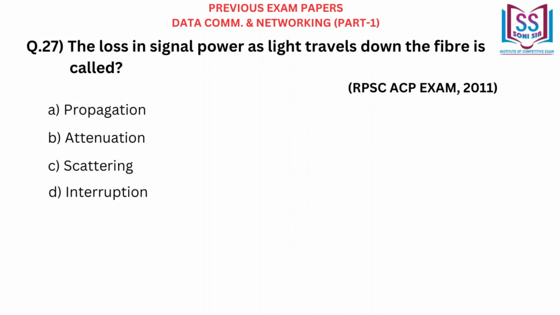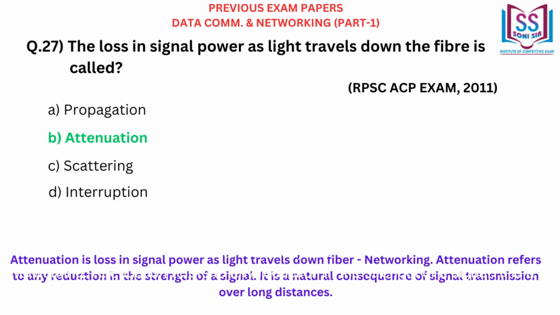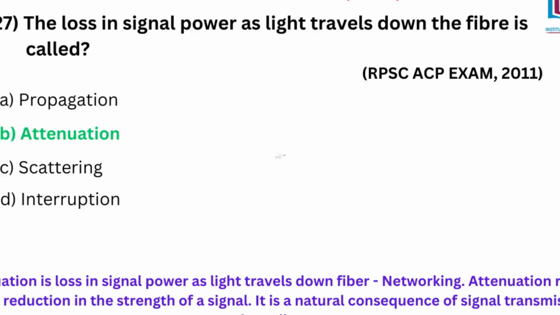The loss in signal power as light travels down the fiber is called: A. Propagation. B. Attenuation. C. Scattering. D. Interruption. Correct answer: B. Attenuation. Attenuation is loss in signal power as light travels down fiber networking. Attenuation refers to any reduction in the strength of a signal. It is a natural consequence of signal transmission over long distances.